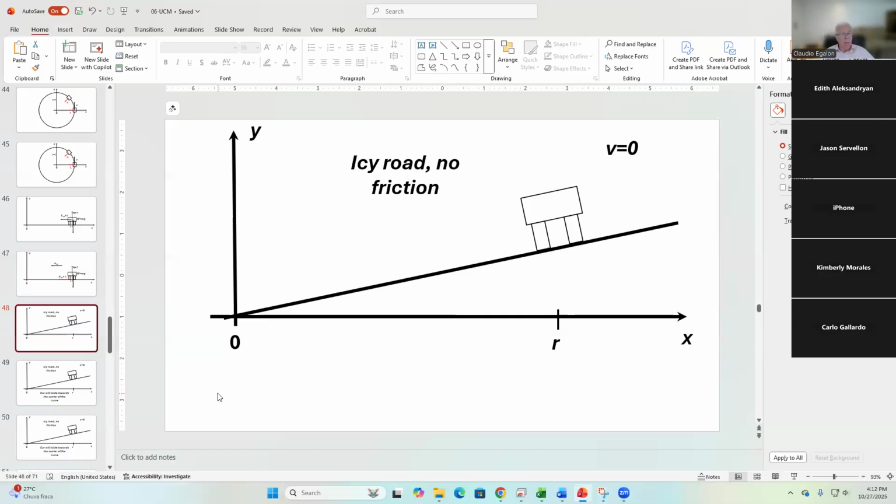If it's built properly, a banked curve is far safer than a regular flat curve. Okay, if built properly, and there's a reason for that. There's a reason for that.